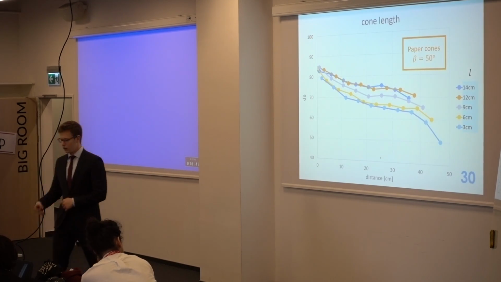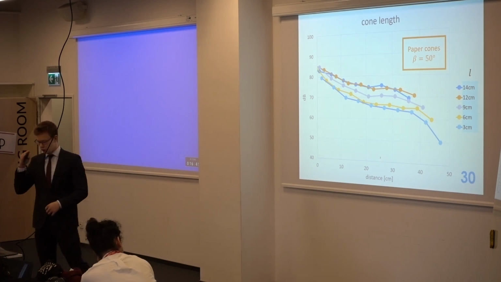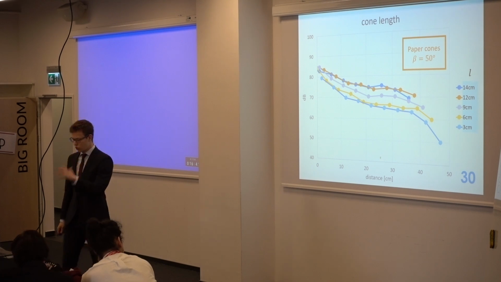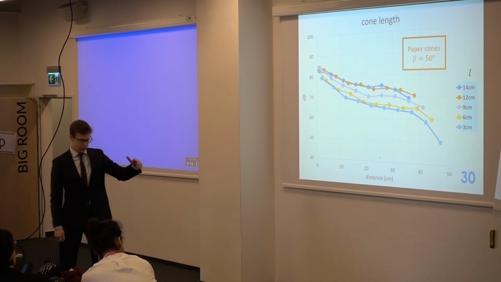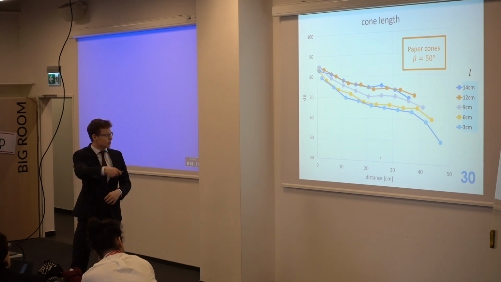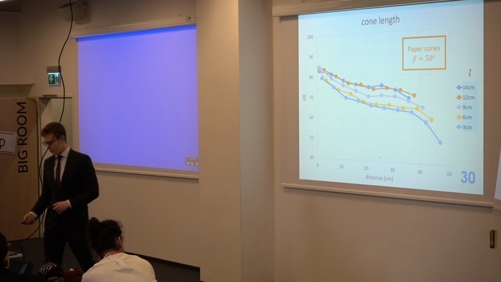So, we plotted a graph of the dependency of cone length and intensity over distance. We can see that longer horns have higher intensities at the same distance. Therefore, we assume that a longer horn is better.